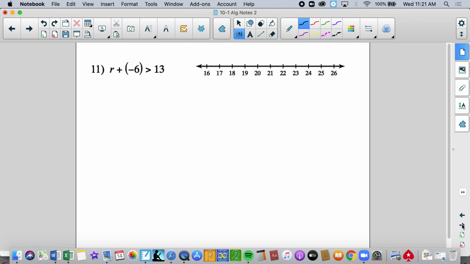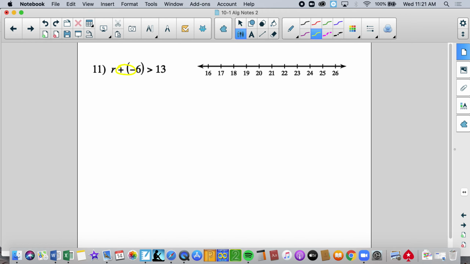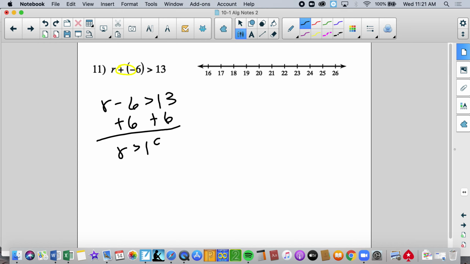I like this one. This is a good one. Whenever we have double signs, we're always going to simplify those double signs prior to isolating. So a positive times a negative is going to give me a negative. And now I'm going to isolate. What gets rid of a -6 is a +6. r is greater than 19. Since there's no equal sign, we cannot include 19 in our solution, so we have an open circle, and my solutions are greater than 19, so I'm going to draw to the right.